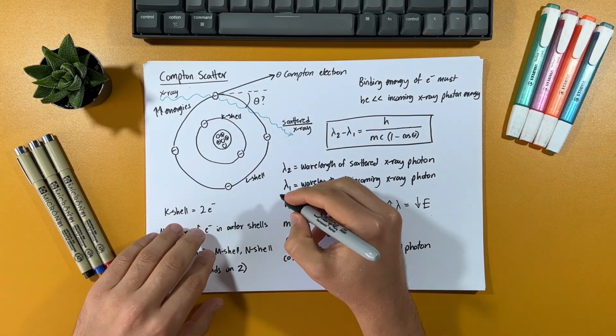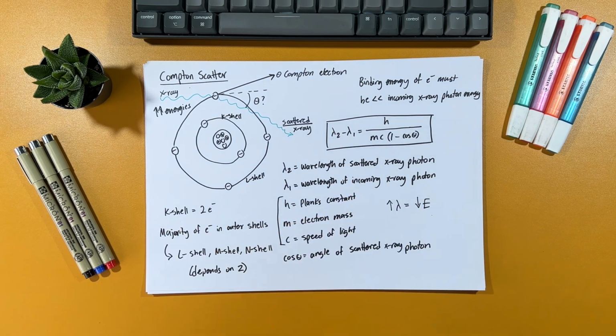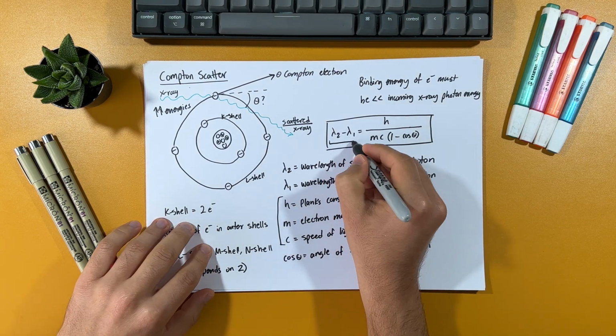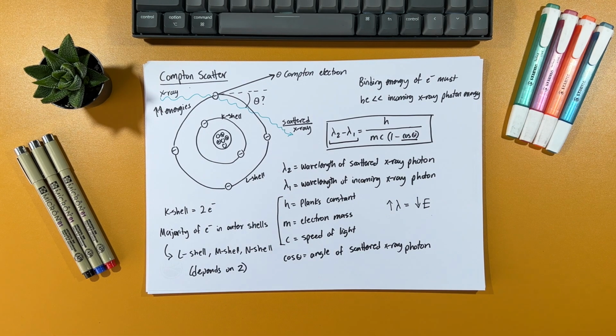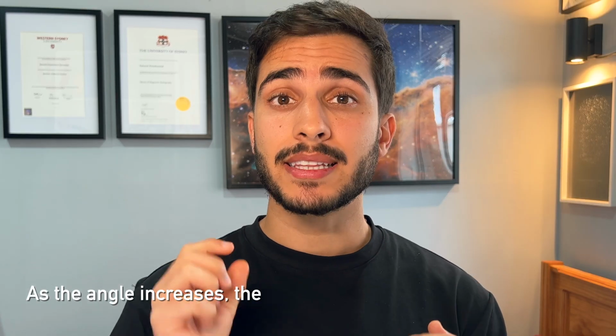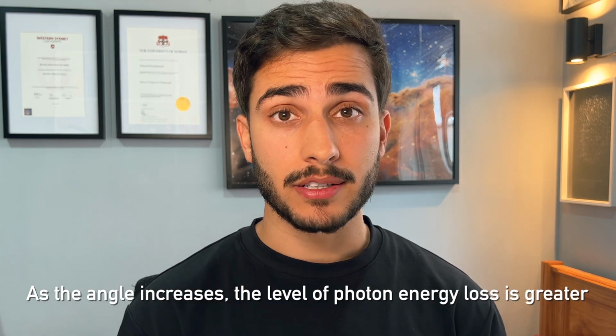Okay, there's a lot going on there and it's easy to get overwhelmed. But when you really think about it, h, m, and c are all constants, so we can just look these up. And so the energy lost by the X-ray photon, which is the difference between lambda 1 and 2, is really just highly dependent on the change of angle, that is cos theta. Because as the angle increases, the level of photon energy loss is greater, and vice versa.